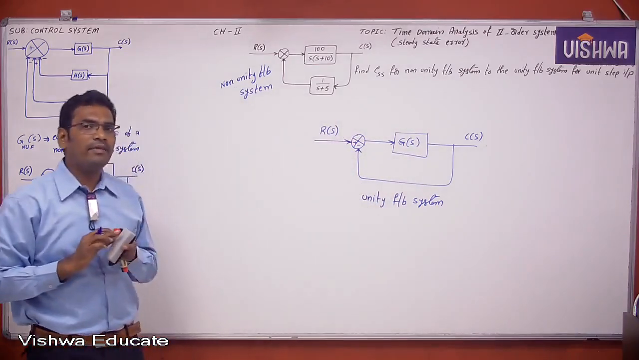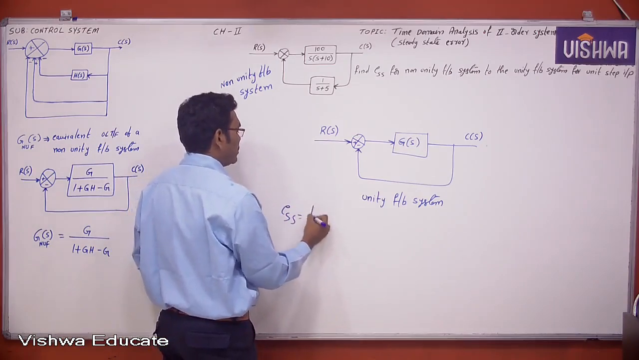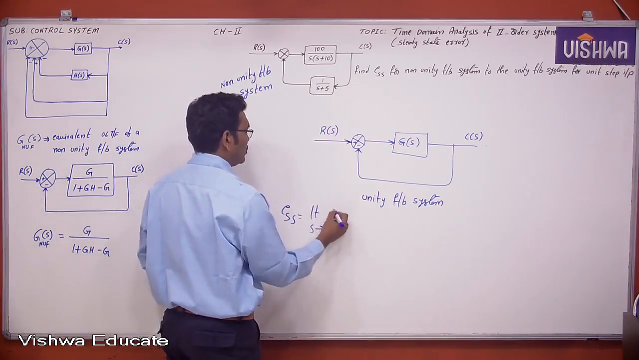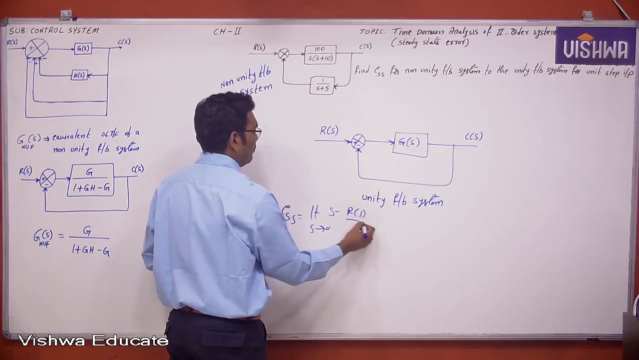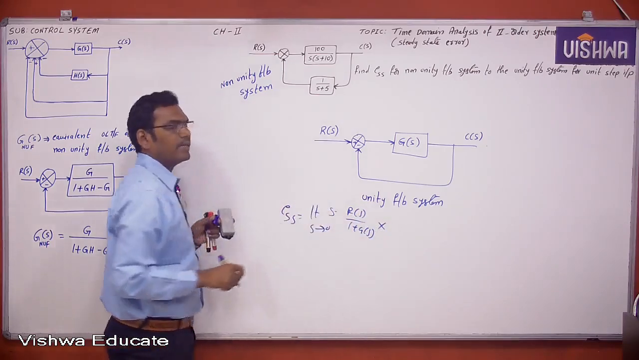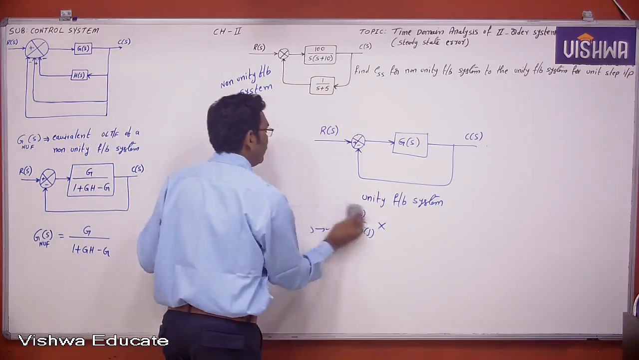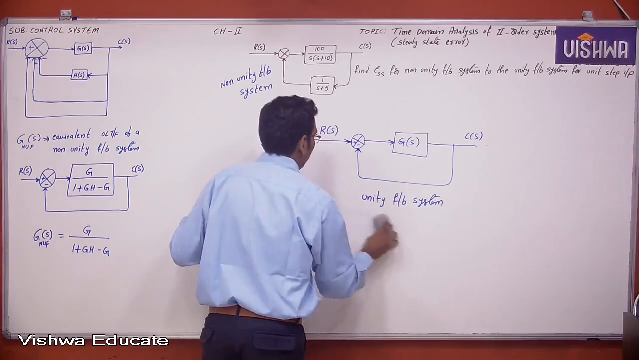Sir, then how can we approach? Can I use directly the formula of steady state error, which is equal to limit s tends to 0, s into R of s by 1 plus G of s? No, don't use this one. This is the formula you get only for unity feedback systems, not for non-unity feedback systems. Okay. So now what should we do?